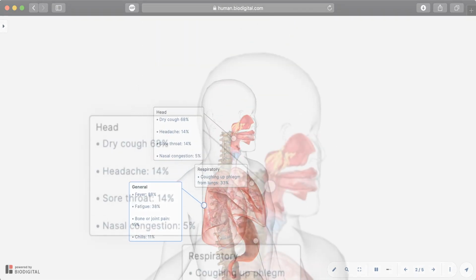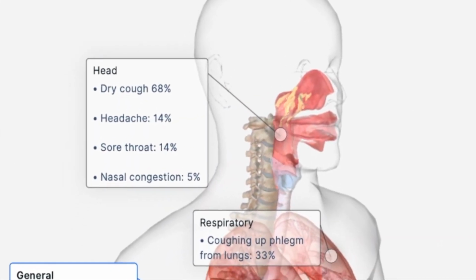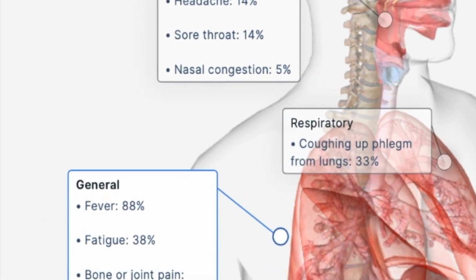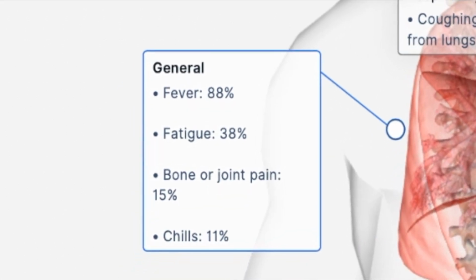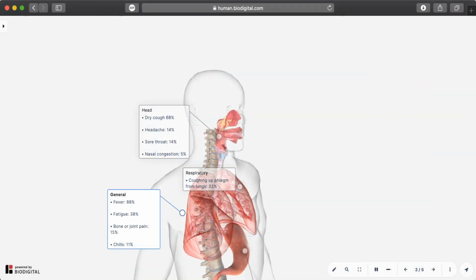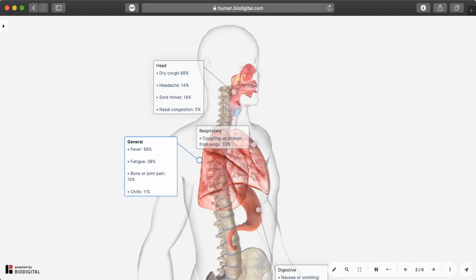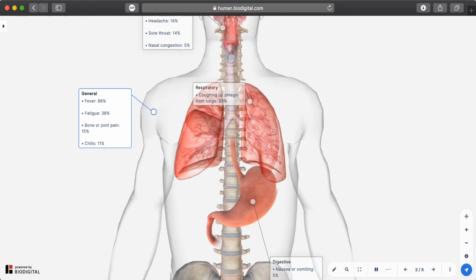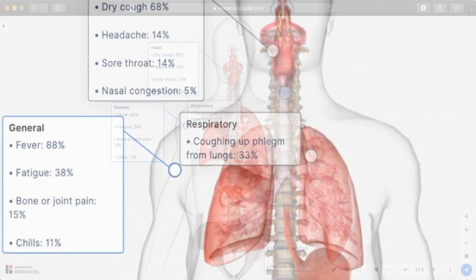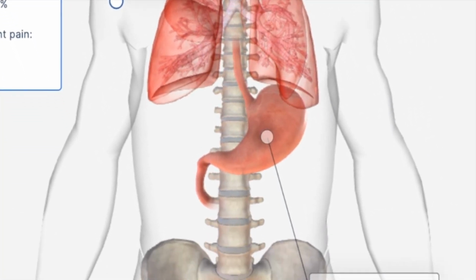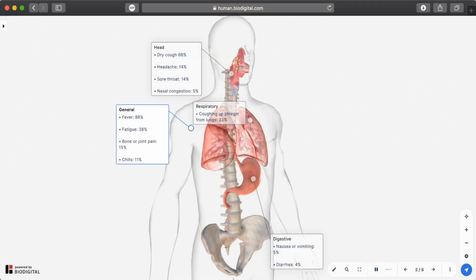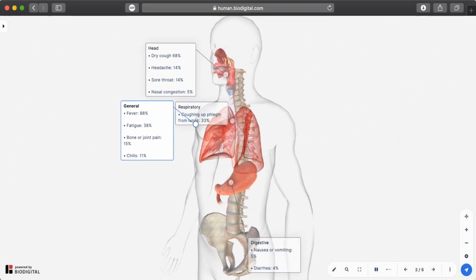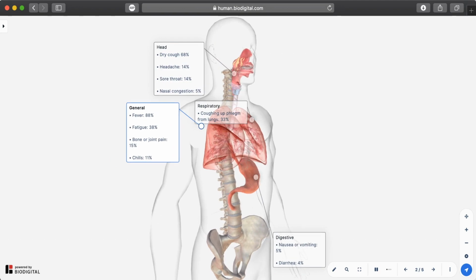Then in terms of general, that is all over the body, the person is suffering from fever, fatigue, bone and joint pain, and chills. In terms of respiratory symptoms, the person suffers from coughing up phlegm. And then in case of the digestive system, the person suffers from nausea or vomiting and even diarrhea. So these are all the mild symptoms that we see in case of COVID-19 disease.